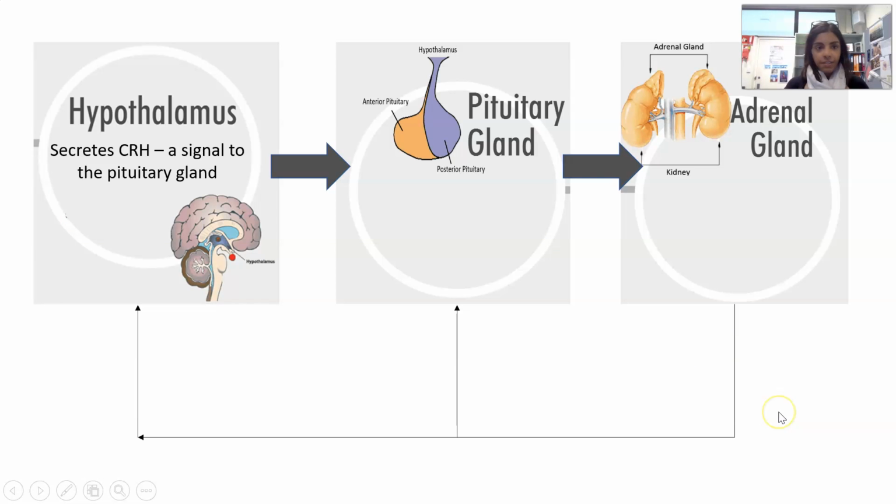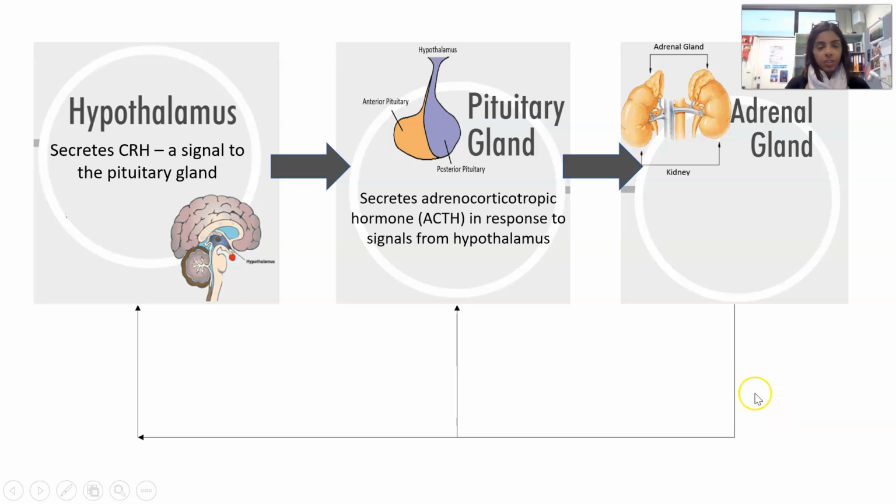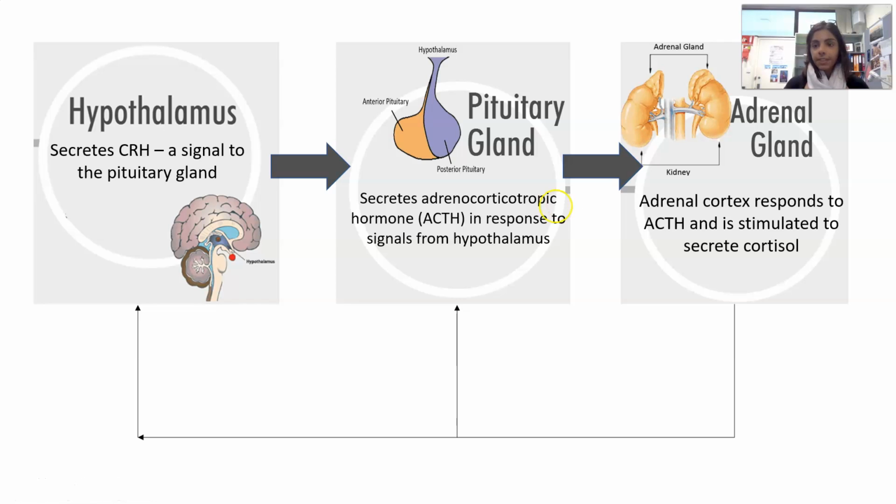Showing you that in a little graphic here. This is a summary of what's happening here. So the hypothalamus secretes CRH and sends that to the pituitary gland, right here. The pituitary gland secretes ACTH, which stands for adrenocorticotropic hormone, that will respond by sending a message in the bloodstream and targeting the adrenal cortex. The adrenal cortex is then stimulated to secrete cortisol.